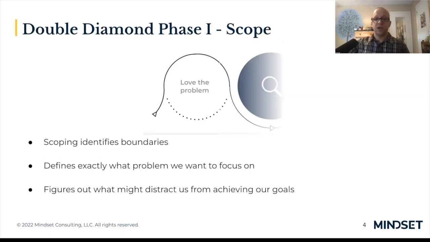Scope. Before we get to the double diamond itself, scoping allows us to identify boundaries, define exactly what problems we want to focus on, and define things that are ancillary or would distract us from achieving our goals. Understanding your scope with the client frames your work all the way through delivery of the solution.